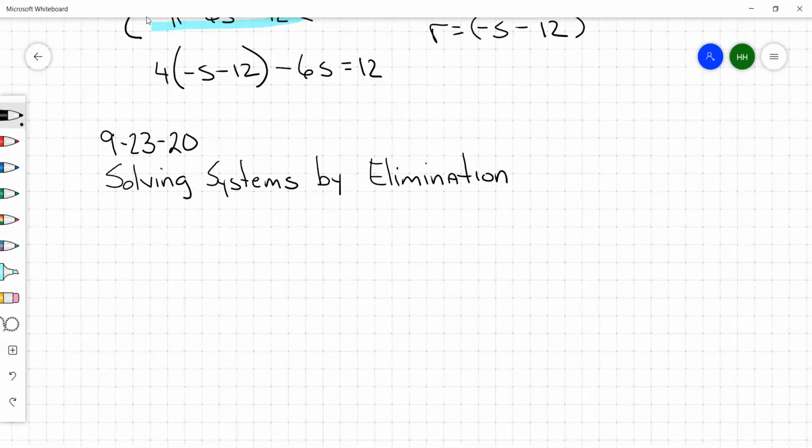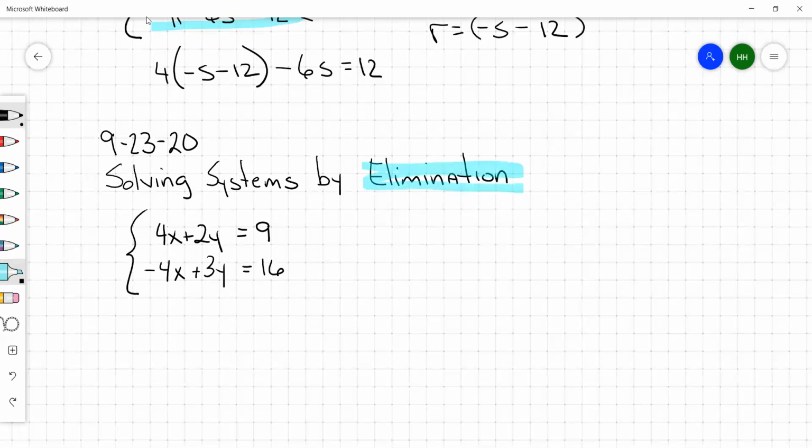So here we go, solving by elimination. Today we've got a system: 4x plus 2y equals 9, and negative 4x plus 3y equals 16. Start off very basic. Solving systems by elimination means that you're going to combine the equations, or add the equations together, because you want to eliminate a variable.